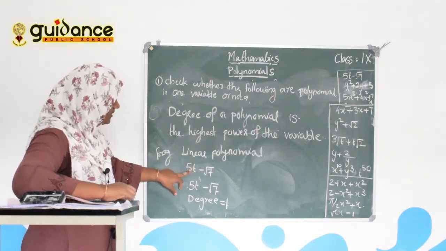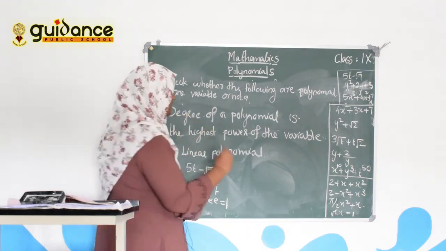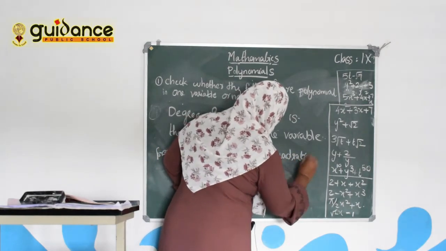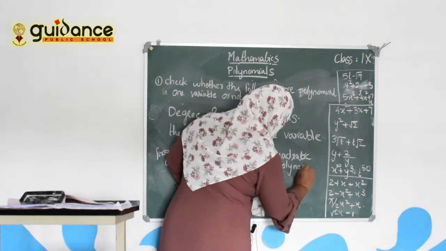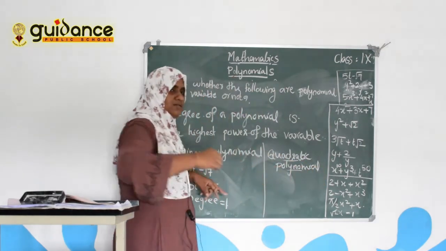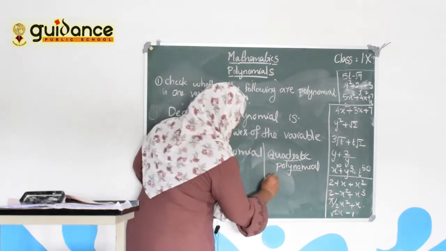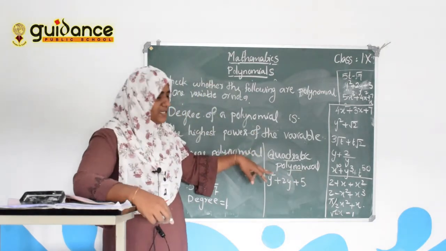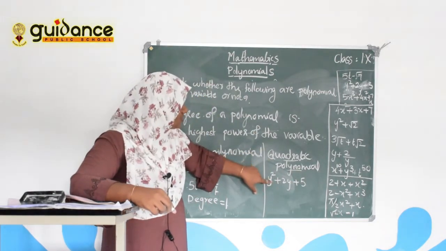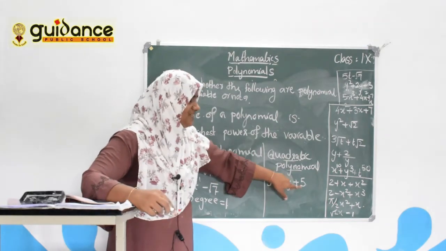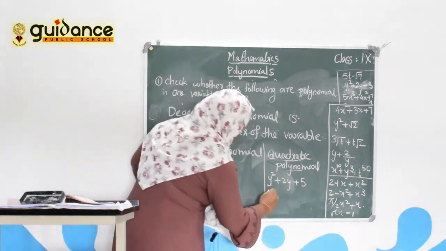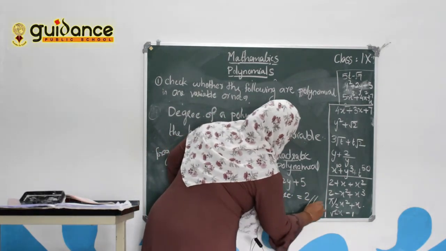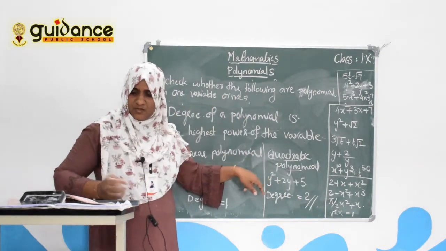Example of a polynomial of degree 2. It is called a quadratic polynomial. Quadratic means square. For example, y square plus 2y plus 5. In this polynomial, how many terms are there? First term y square, second term 2y, third term 5. Here the degree of the polynomial equal to the highest power, that is 2. Okay.